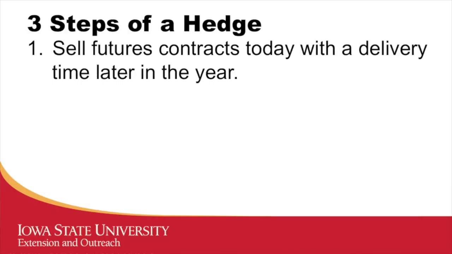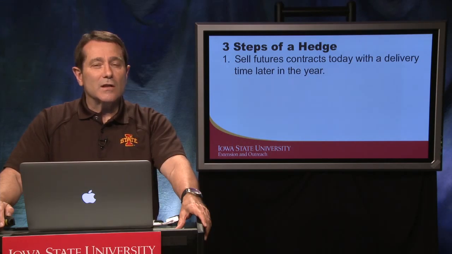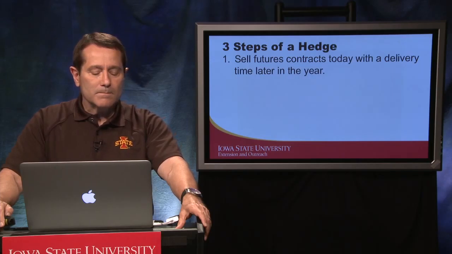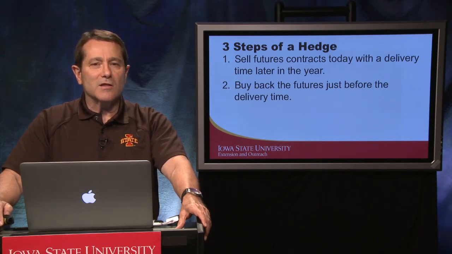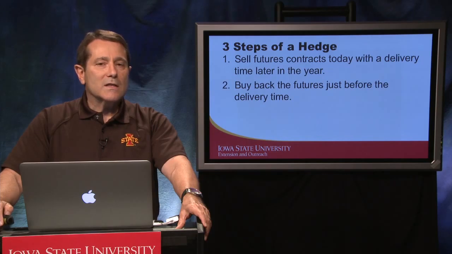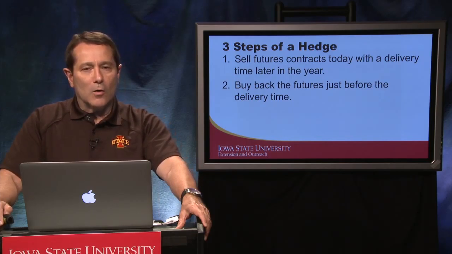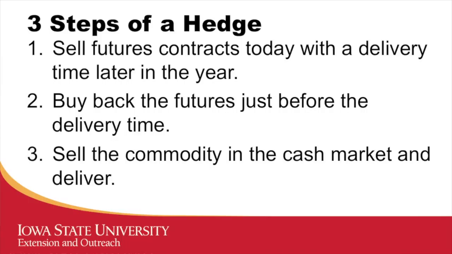Number one, sell futures contracts today with a delivery time later in the year. Again, the likelihood is thinking that futures price will decline, so we're first selling futures. Number two, buy back the futures just before the delivery time, with the potential for the futures prices to be lower. So we're selling high and buying low. And then number three, sell the commodity in the cash market and deliver.